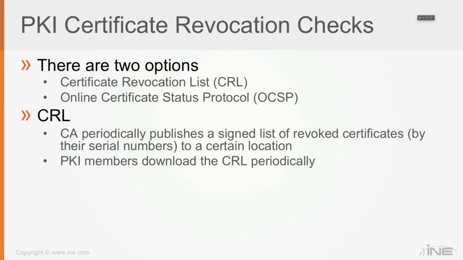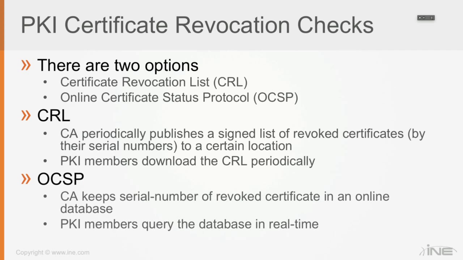Now, this is not good enough because this is being done periodically. So the CA publishes that list of revoked certificates periodically, not instantly. And of course, the verifiers download that list periodically, and it's not instant. So OCSP is better because it's real time. What the CA does, it keeps the serial numbers of revoked certificates in an online database, and the PKI members query the database in real time.